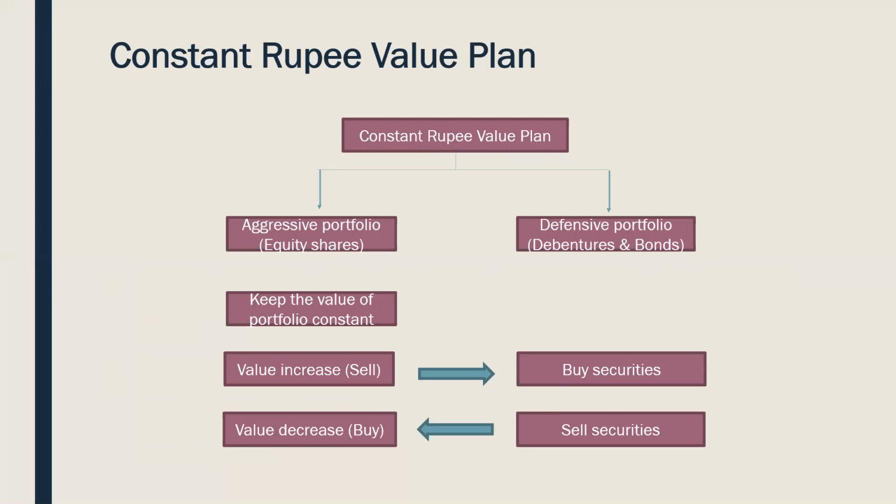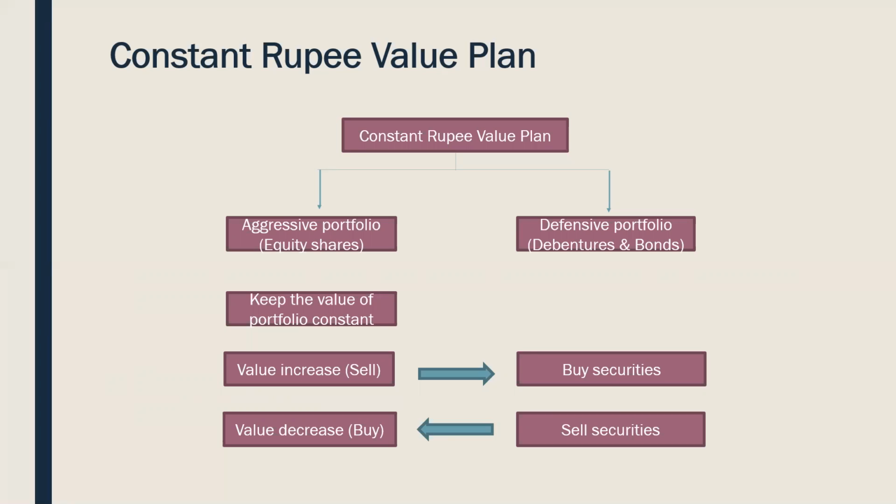Now, what happens is that you cannot always make sure that if you have invested 50,000 rupees into your aggressive portfolio, you cannot always keep it at 50,000. It might rise up to 55, might fall down to 52, then again it will rise up to 56. It will keep on fluctuating, right, according to the changes in the market. So what you can do is you can set revision points. The revision point is the percentage change that will require you to take an action.